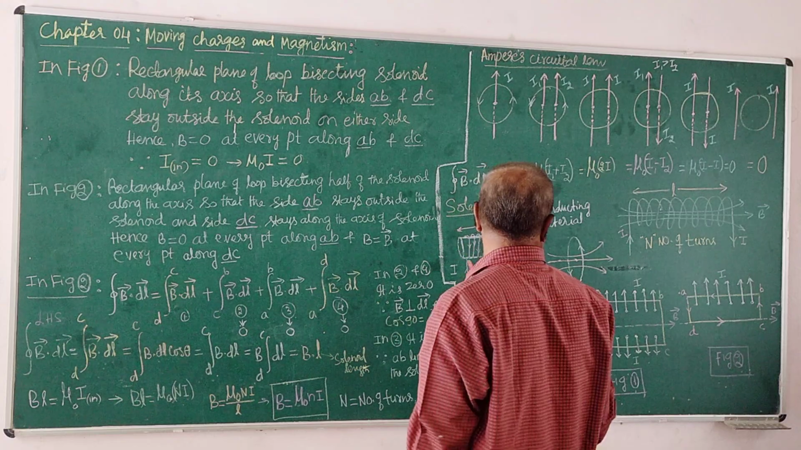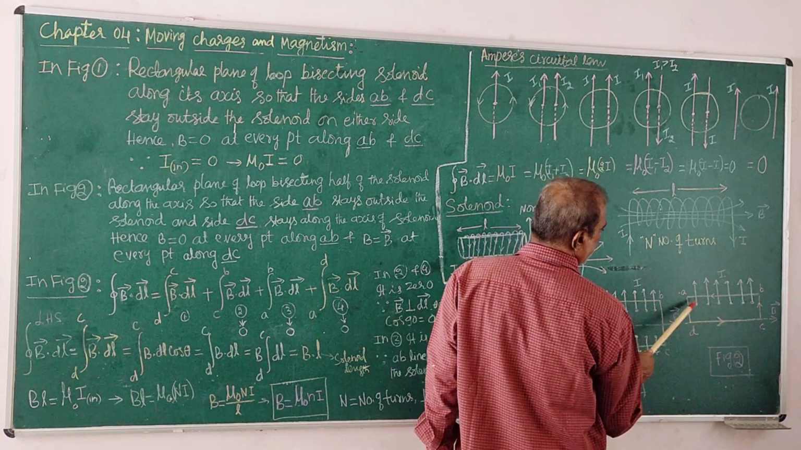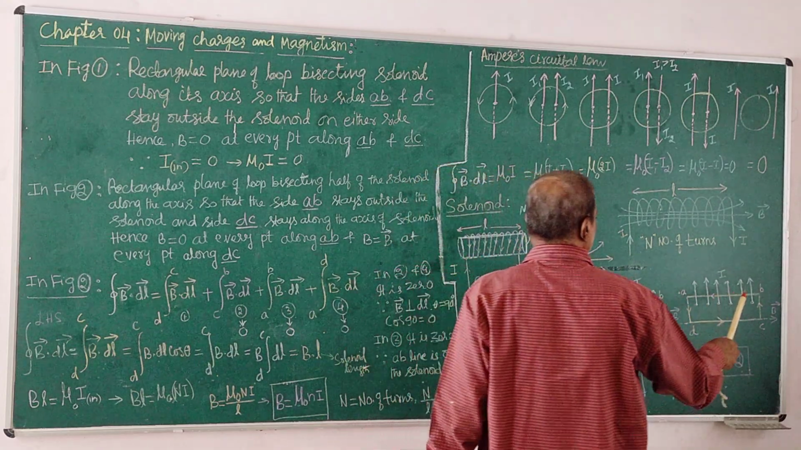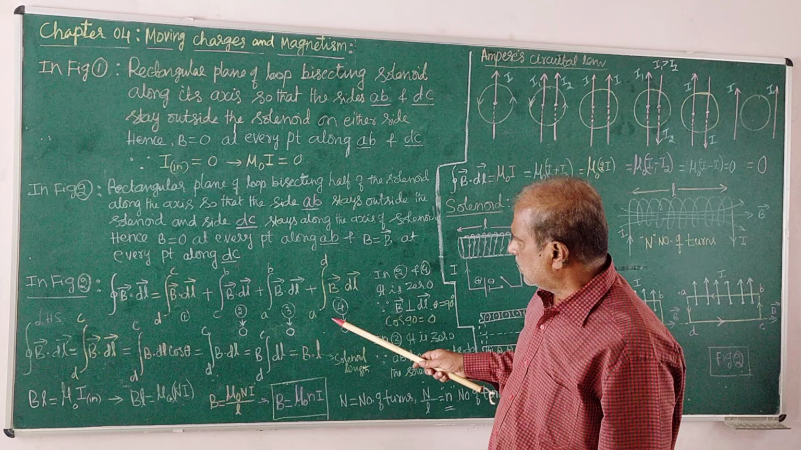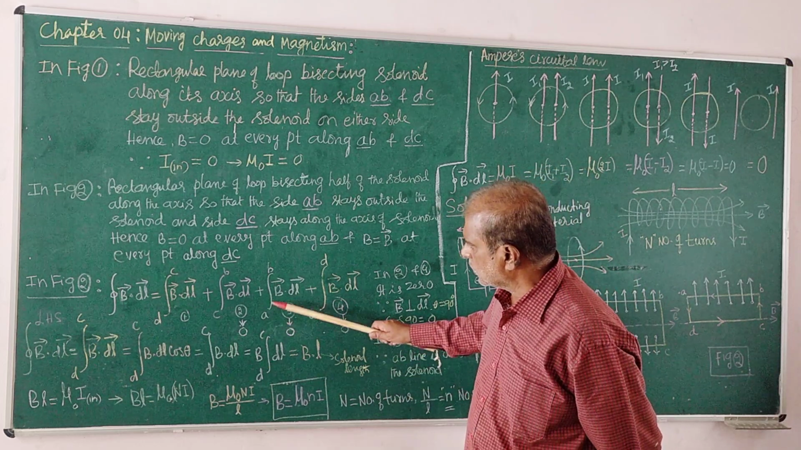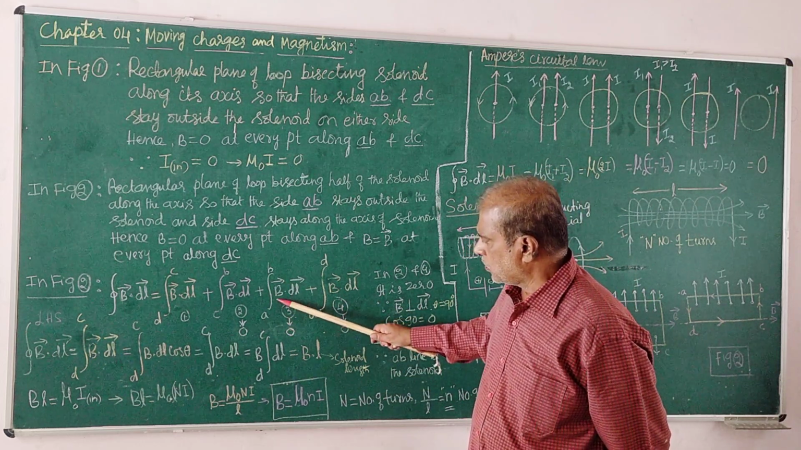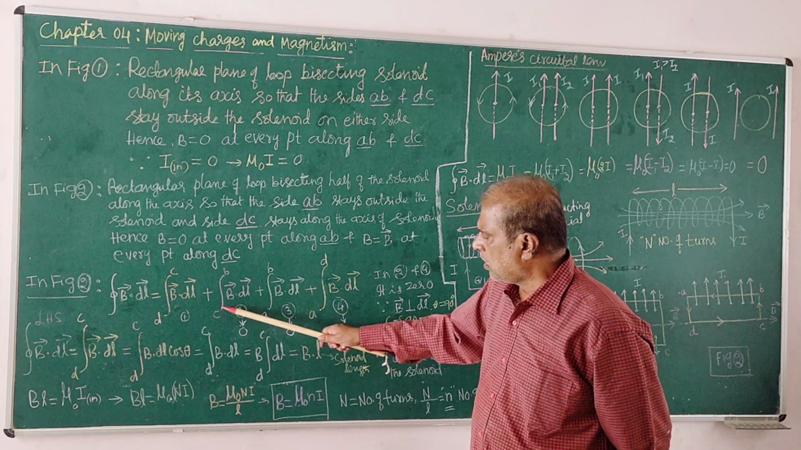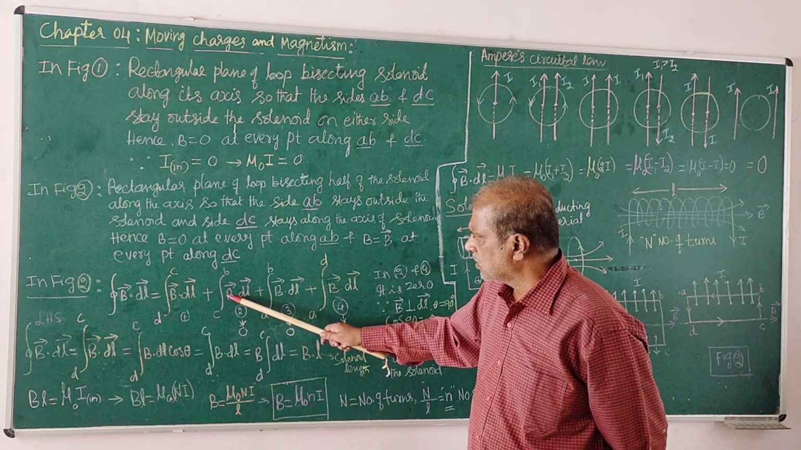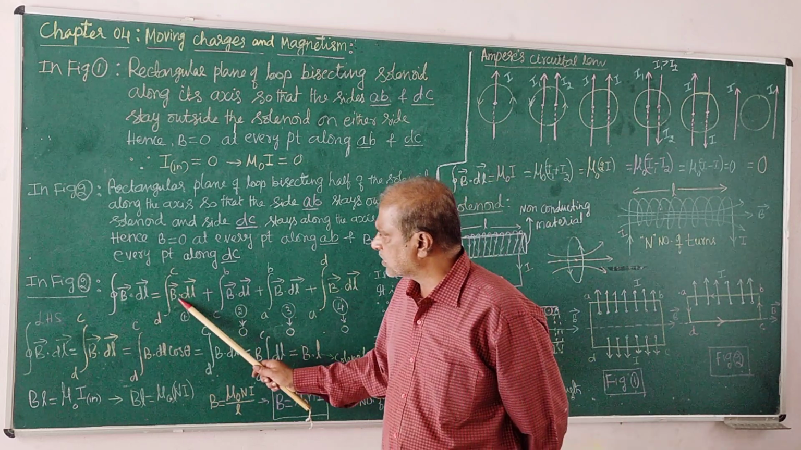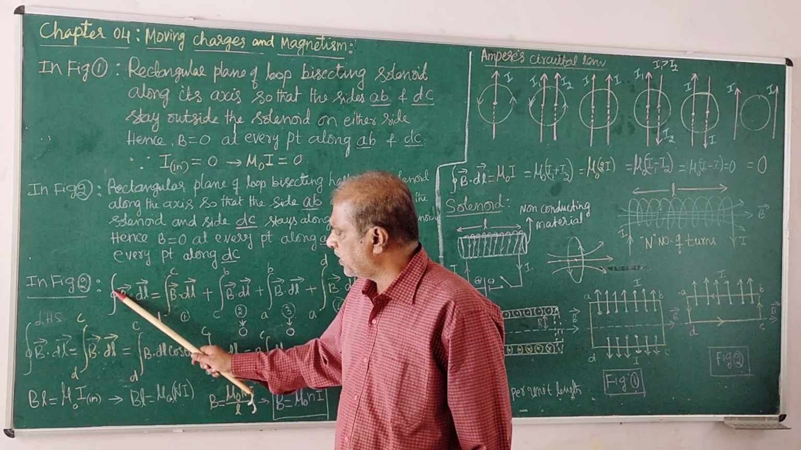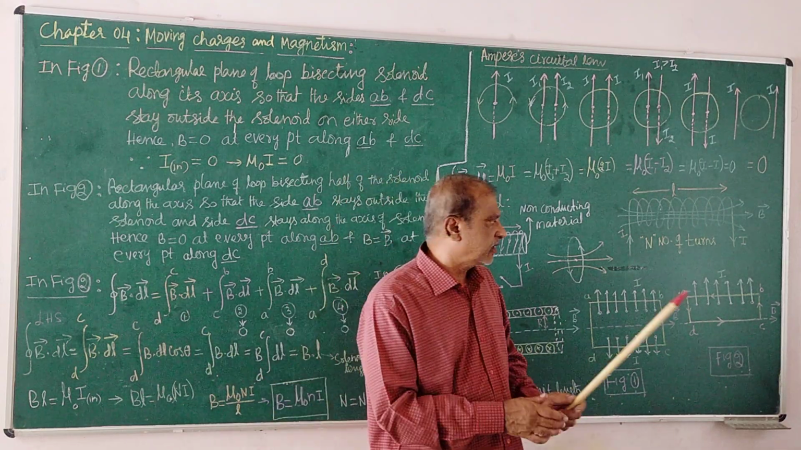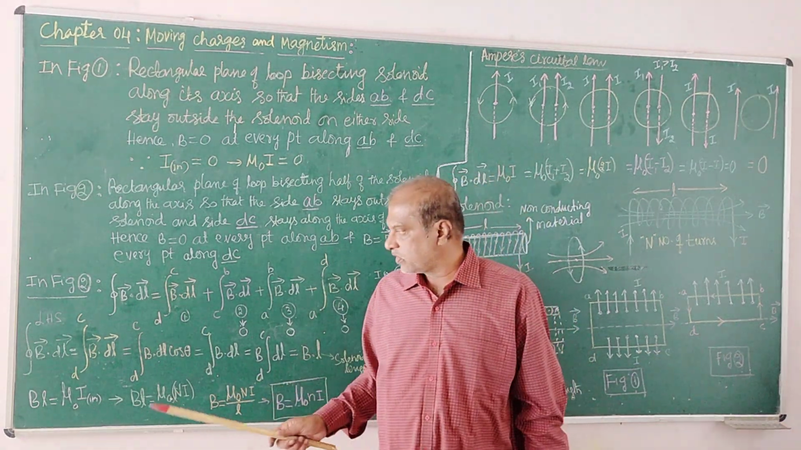And the second one, A to B: this line is staying outside the solenoid, so the field along the line is 0. Of course, it is the same line, different direction, but outside it is 0. So all these summations are 0, and the only remaining term is this. So the total magnetic field about that loop is only along one line.